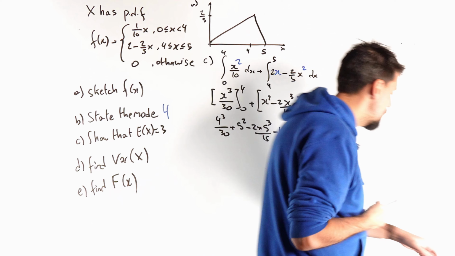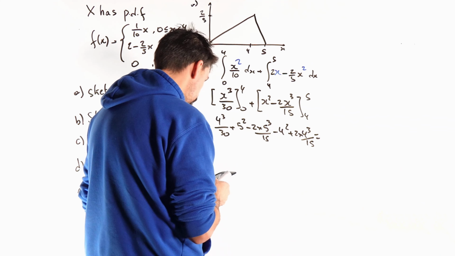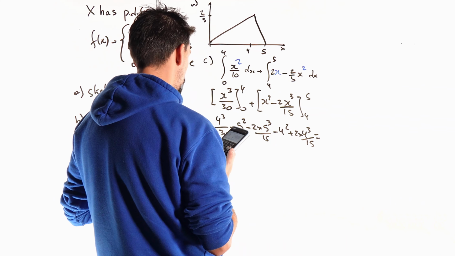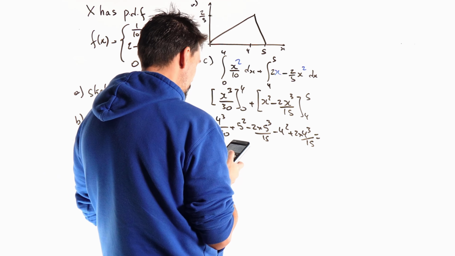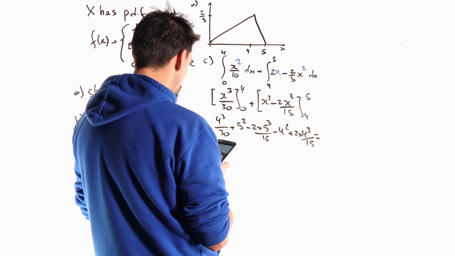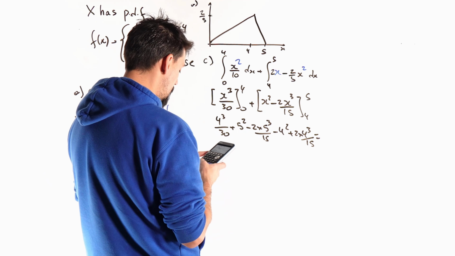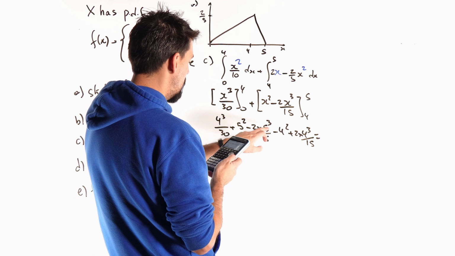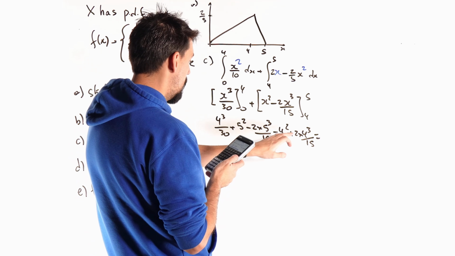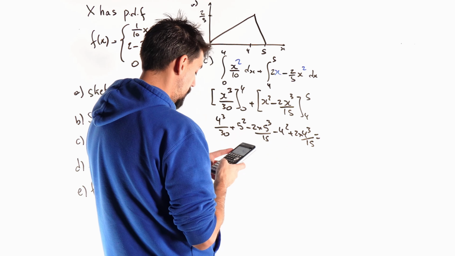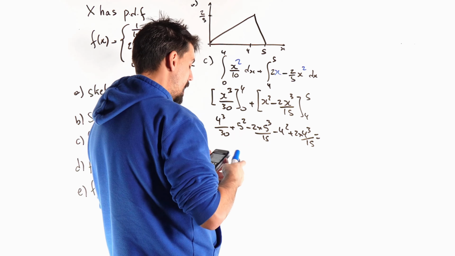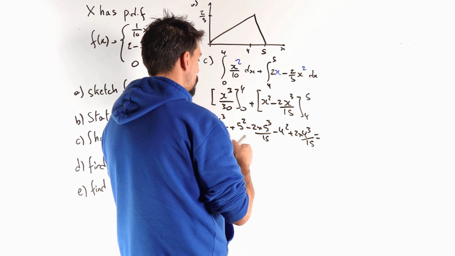And we should probably check that. 5 squared minus 4 squared is going to be 9, plus 64 over 30, minus 250 over 15, plus 128 over 15. That's 3. There we go.